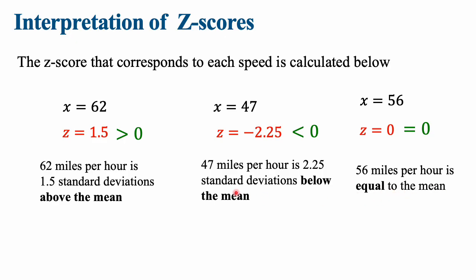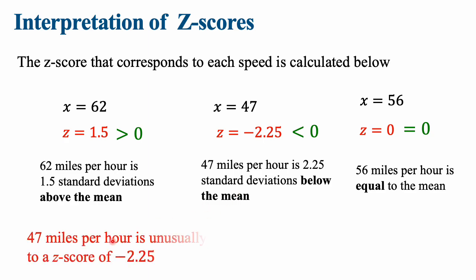So we can see an unusual score right there, guys. 47 miles per hour is unusually slow because that speed corresponds to a z-score of negative 2.25. That's how we interpret z-score.